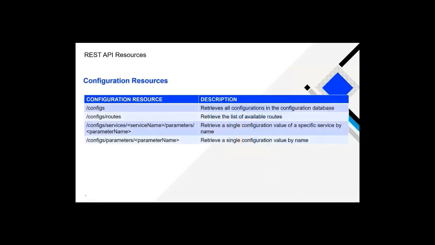The first REST resource is the configuration. So I can retrieve all configurations from a running RTDS component through this URI. So I send a /config REST query to the server, and then I will get the whole configuration back. Or if I want a single config parameter, I can do so by requesting /config/parameters and then specifying the parameter name.